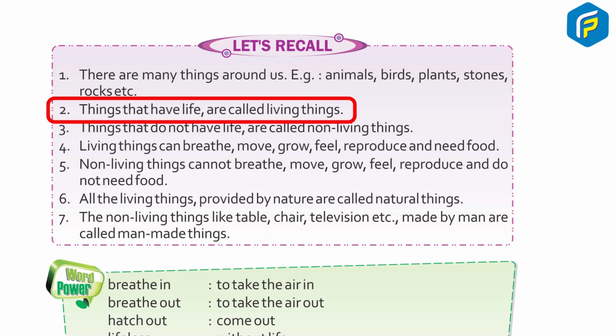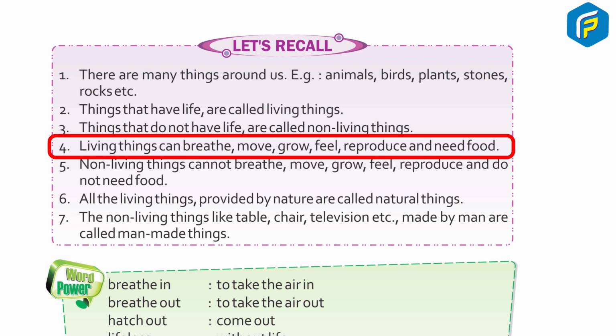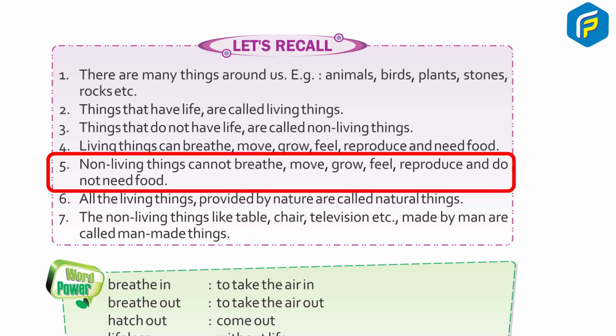2. Things that have life are called living things. 3. Things that do not have life are called non-living things. 4. Living things can breathe, move, grow, feel, reproduce, and eat food. 5. Non-living things cannot breathe, move, grow, feel, or reproduce, and do not need food.